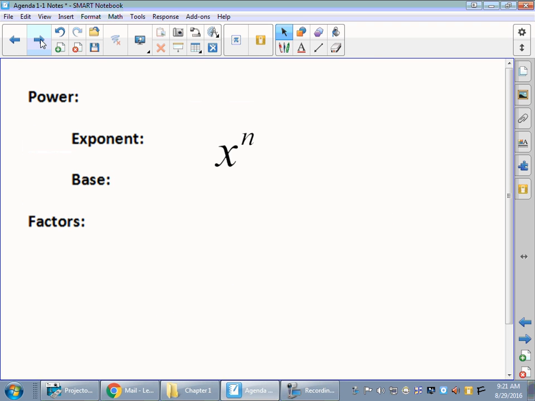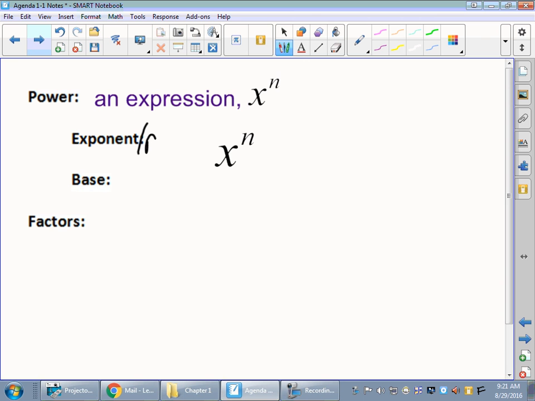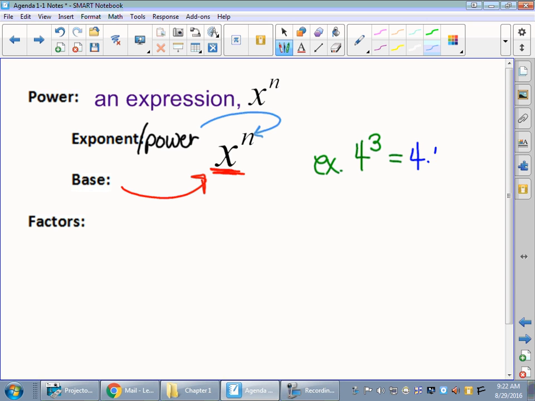So a power, if we are talking about powers, we're talking about expressions like x to the n power. It might be something like x squared. So the exponent, or the power, is the little guy up at the top. That's how many times you're multiplying that base. So the base is what you're multiplying together. So for example, if I gave you a 4 to the 3rd power, the base is 4, and we're multiplying times itself 3 times. So 4 times 4 times 4. And we could do the math to find that.